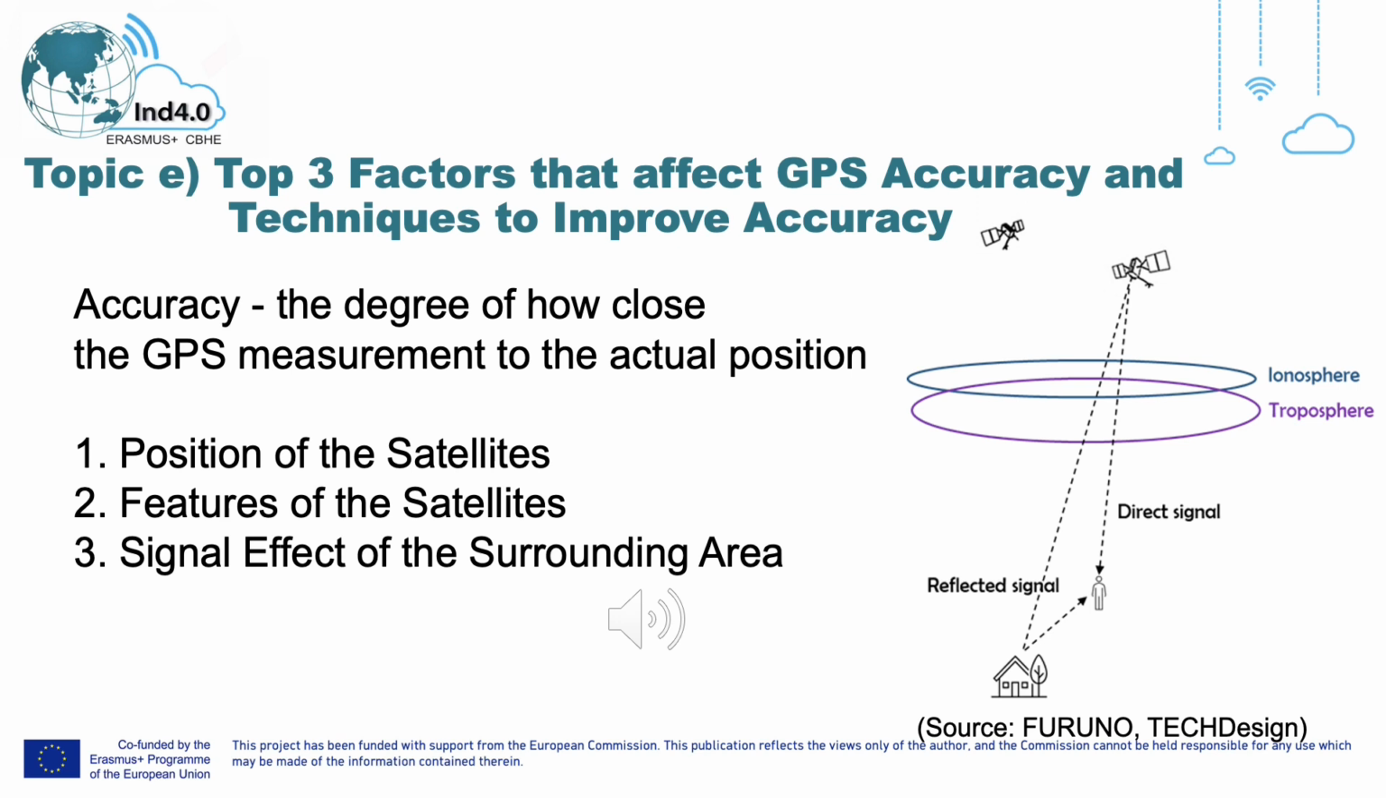The ionosphere, which locates between the thermosphere and the exosphere, will slow down the velocity of GPS signals, while the troposphere, which is the lowest layer of Earth's atmosphere, can sometimes cause radio reflections.